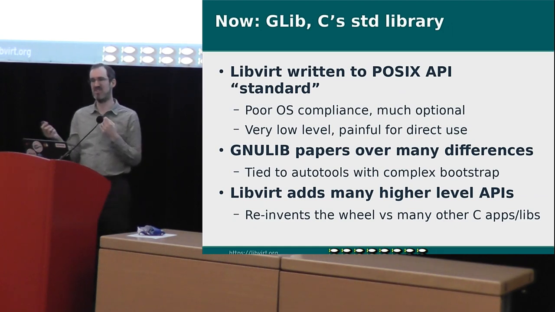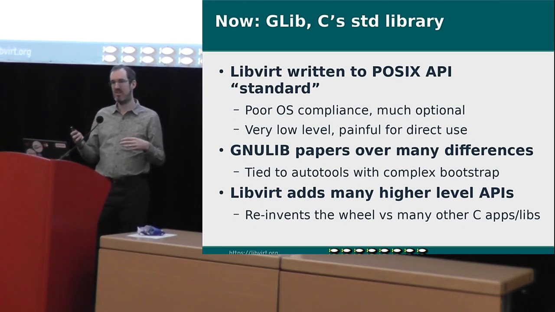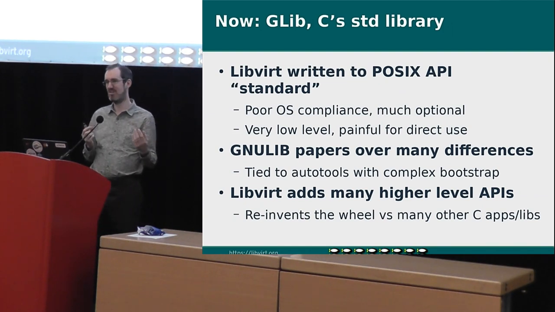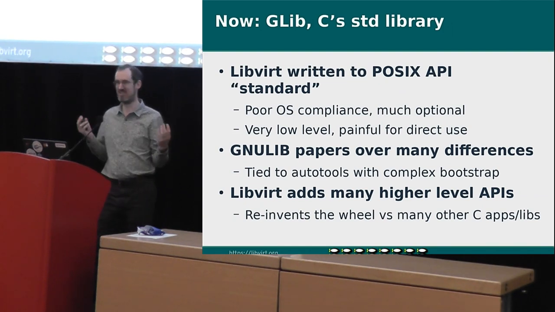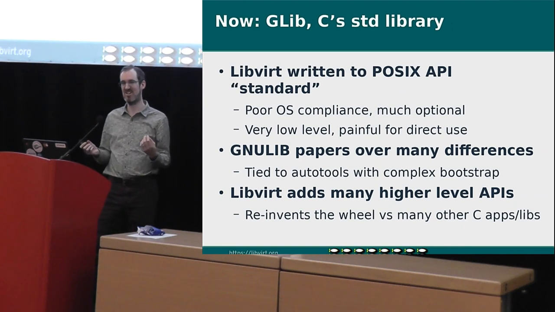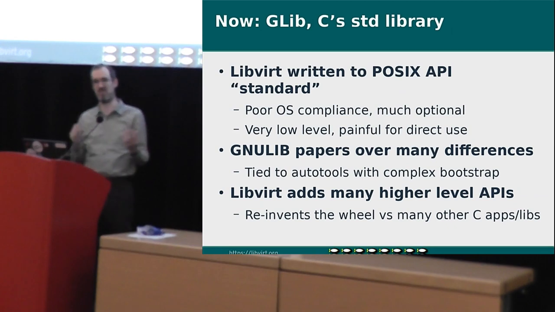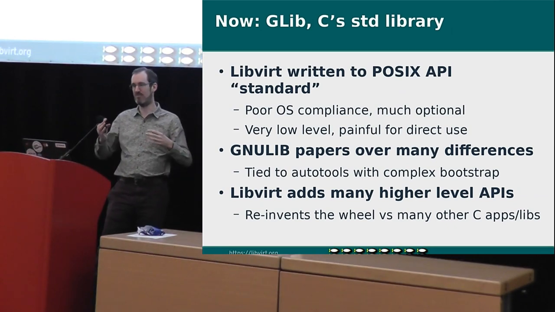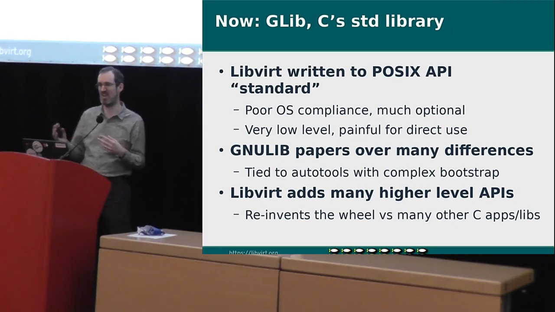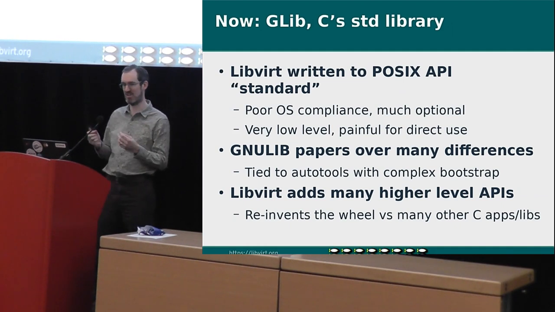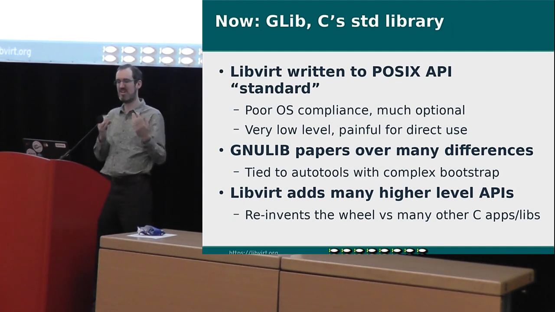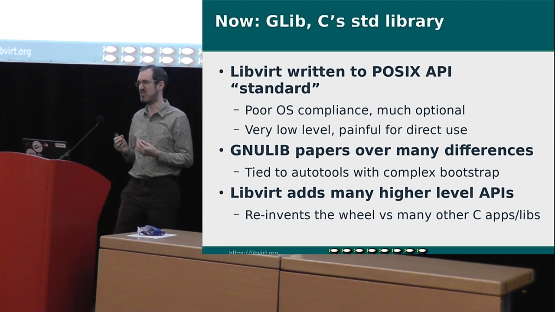Looking at the way libvirt is written historically, we've targeted the fairly low-level POSIX API in general. This is a standard in some sense, but in practice, there's a lot of optional functionality in the POSIX spec. There's a lot of stuff that's undocumented behavior. A lot of operating systems don't follow the POSIX standard very well, so it's not a particularly attractive API to target.